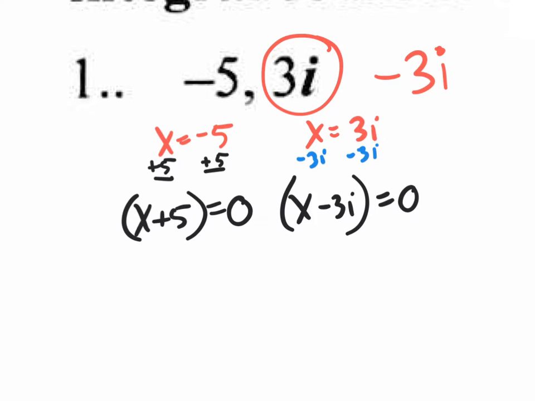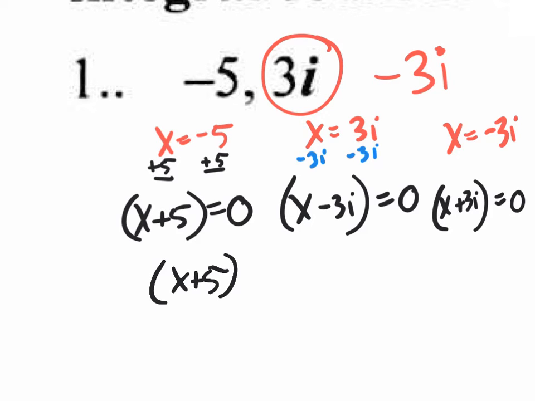Okay. So I also need to write that x could also equal negative 3i, which means that the binomial that produced it would be x plus 3i equals 0. So I really do have 3 binomials that are all equal to 0 that gave me these 3 answers. So what I'm doing is working this problem backwards. I want to put all these 3 binomials together as multiplication. So I have x plus 5 times x minus 3i times x plus 3i.